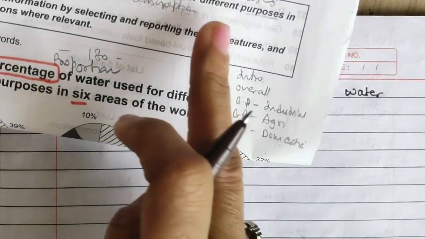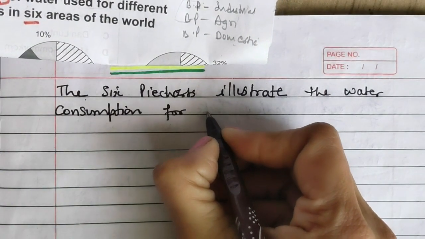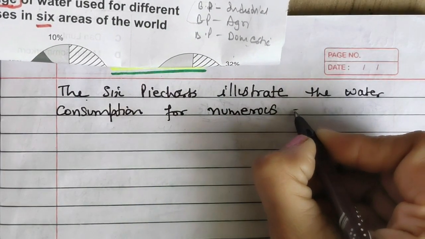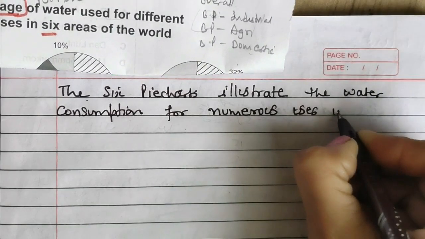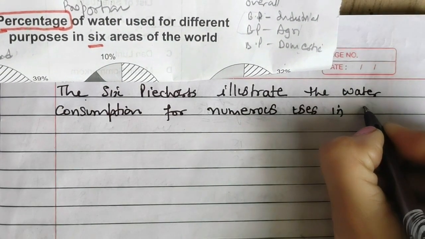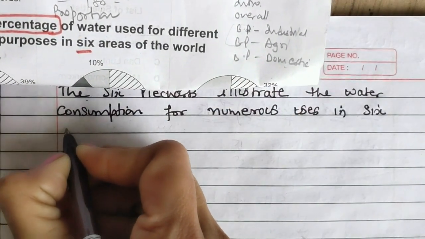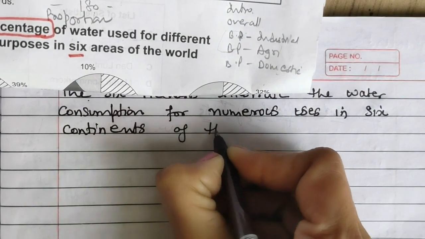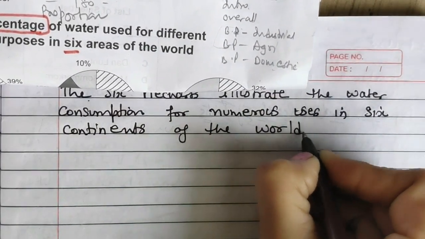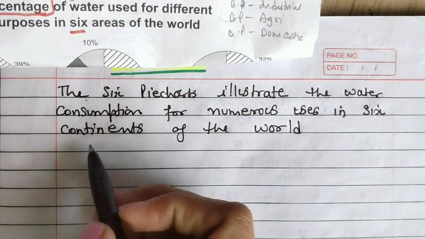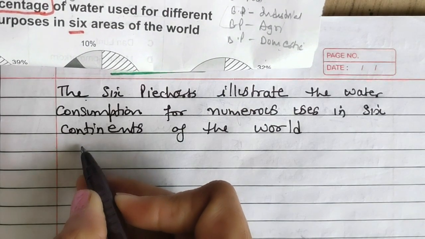For different uses, you can use numerous. Okay, numerous uses in, instead of areas I will be writing continents. Numerous uses in 6 continents of the world. Or you can write uses in different parts of the world also, but I have written here continents. Okay, now there is no year given.